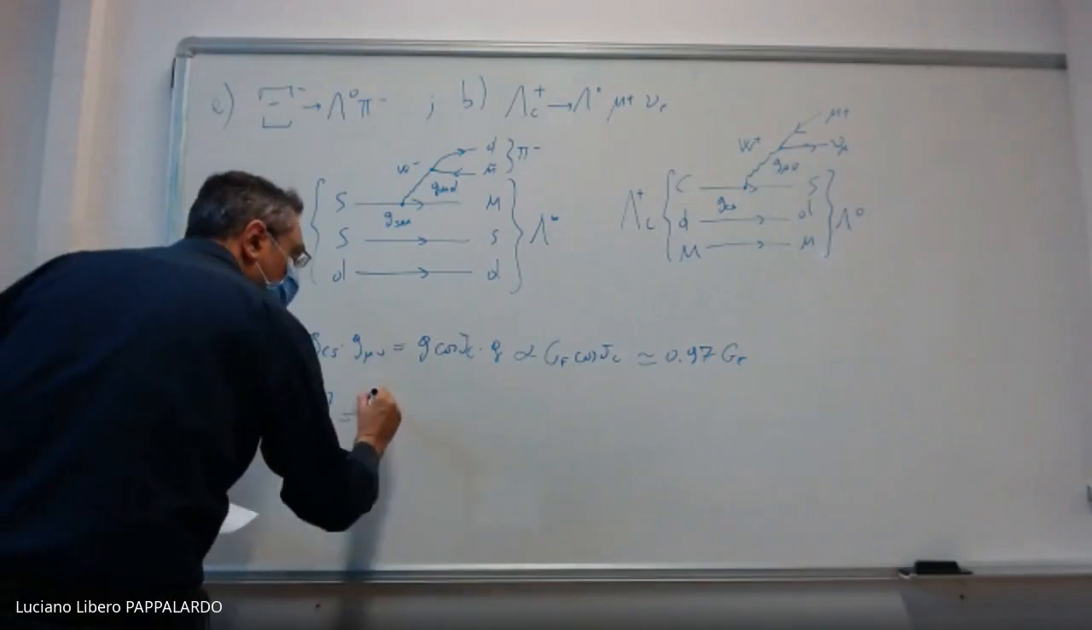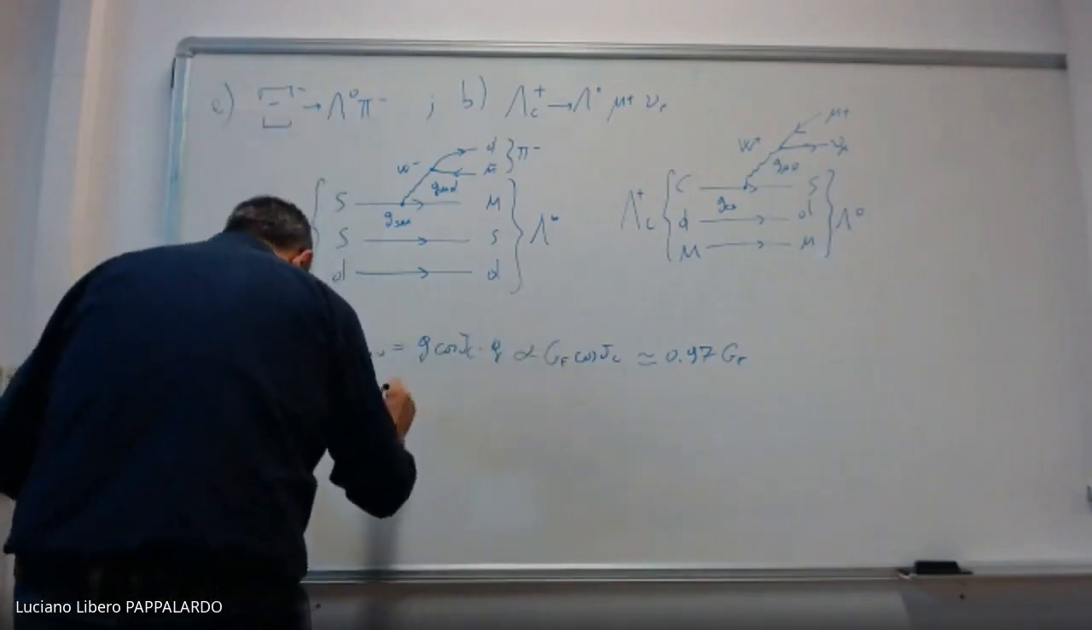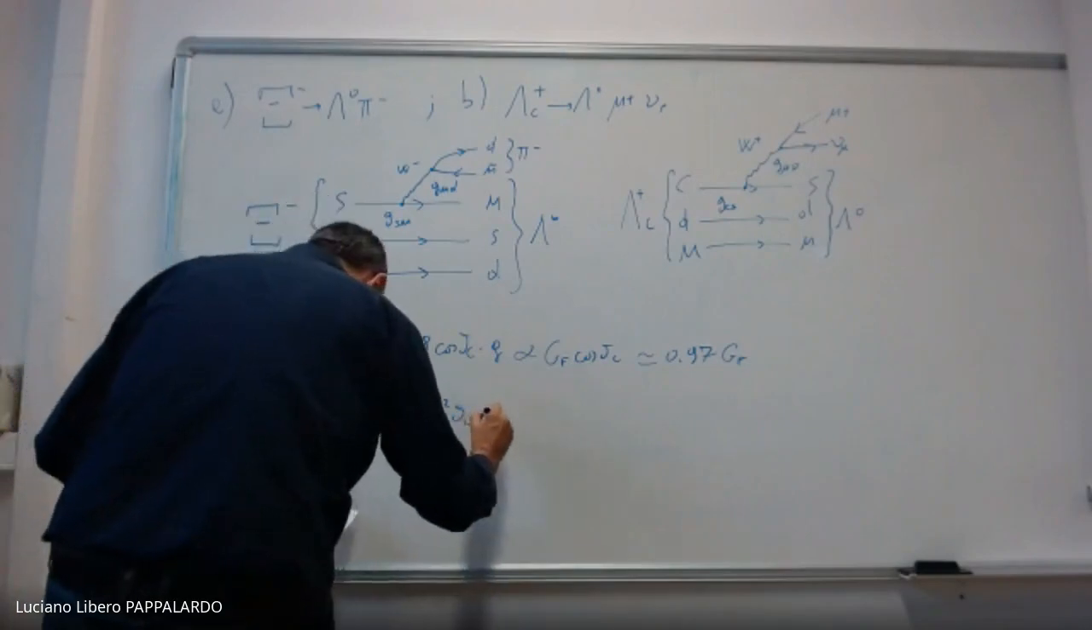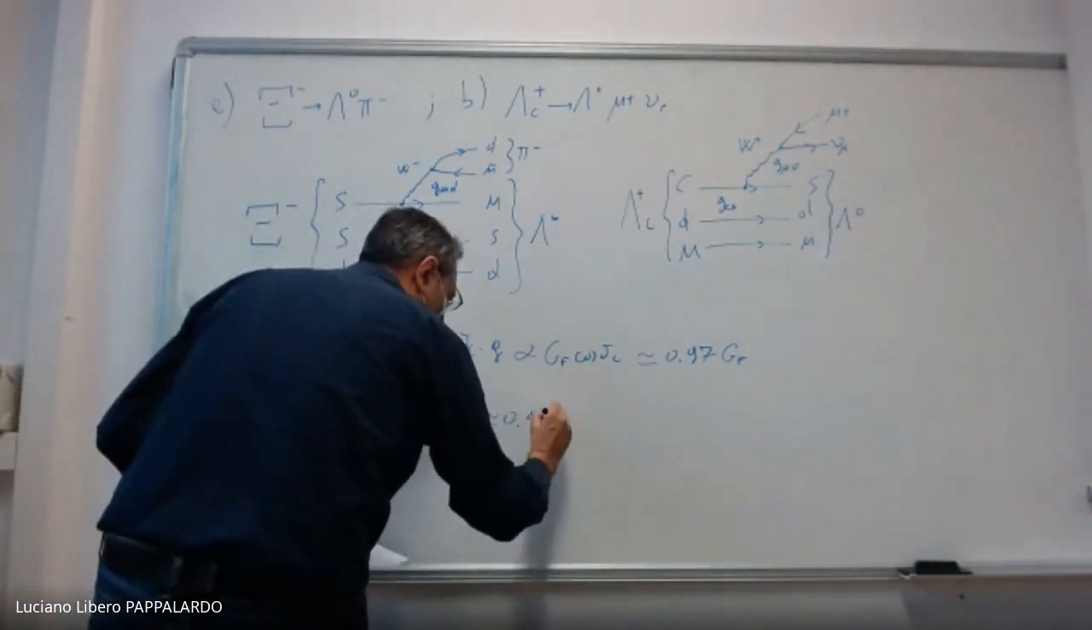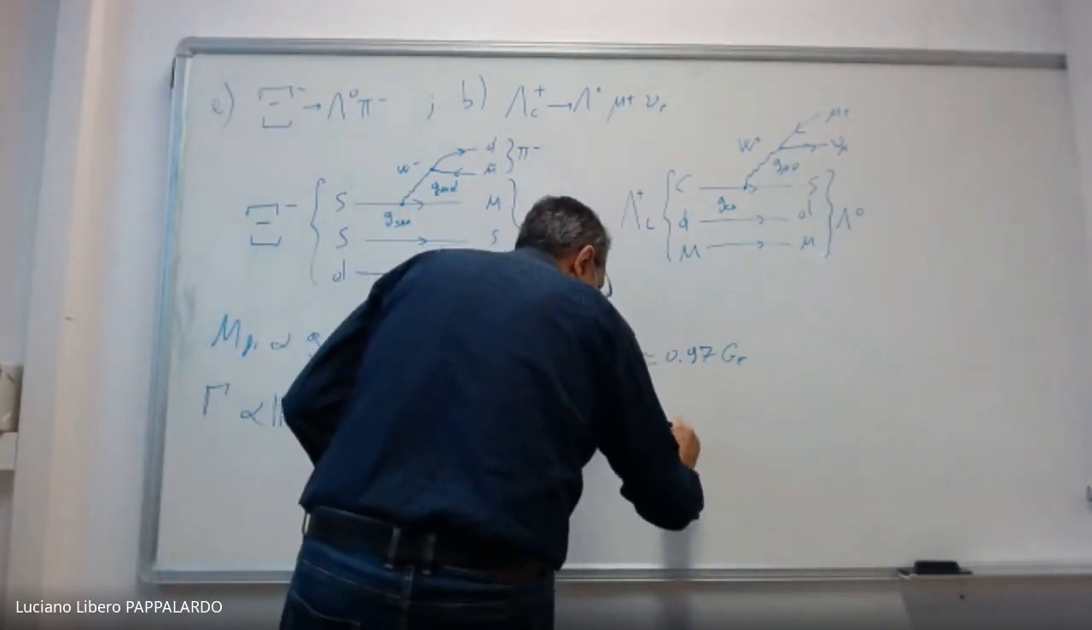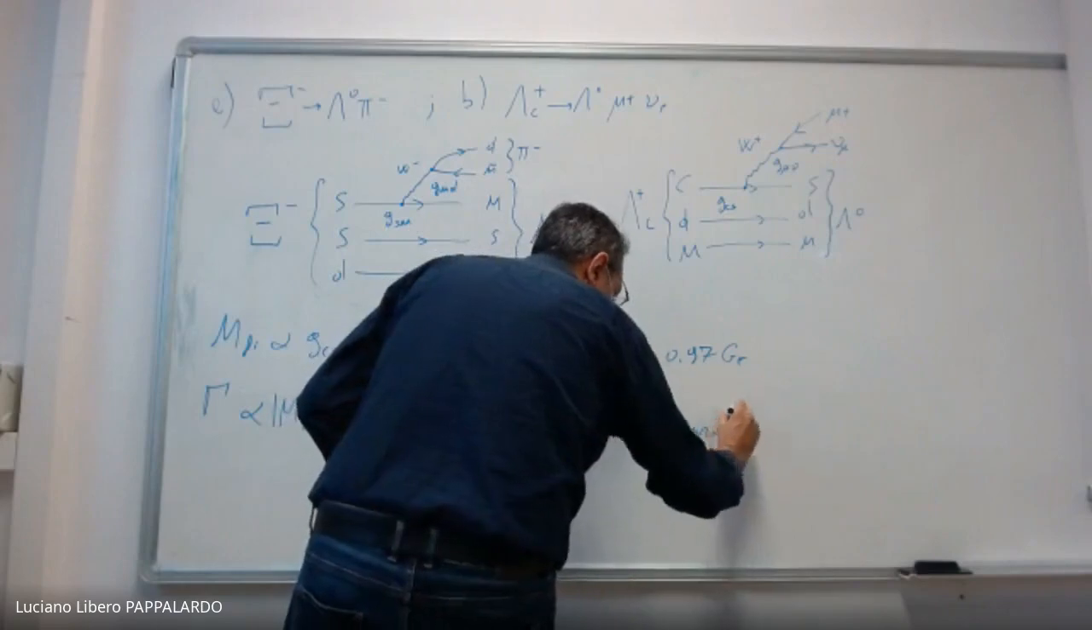The square of this, so it's G_F squared times the cosine squared of theta_C. It is 0.95 G_F squared, and it is our Cabibbo favored.